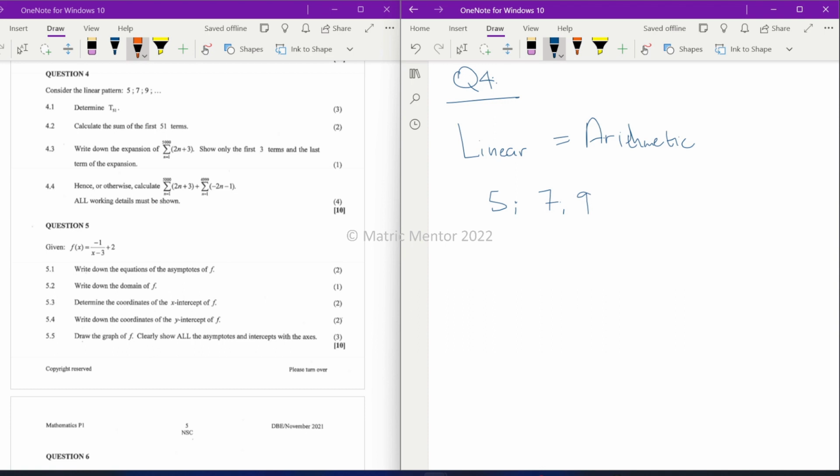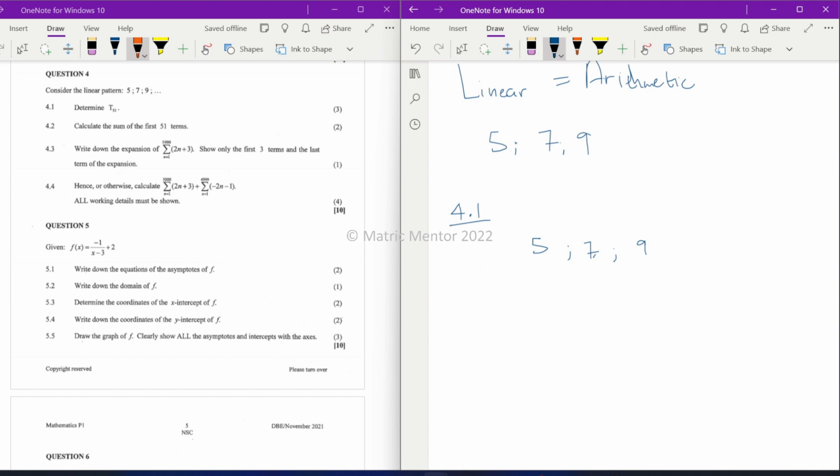Question 4.1 asks, determine term 51. So if we have 5, 7, and 9, it means that our common difference, which we call D, is going to be 2. The difference between 5 and 7 is plus 2. The difference between 7 and 9 is plus 2. Therefore, D equals 2. A is our first term, which will be 5.